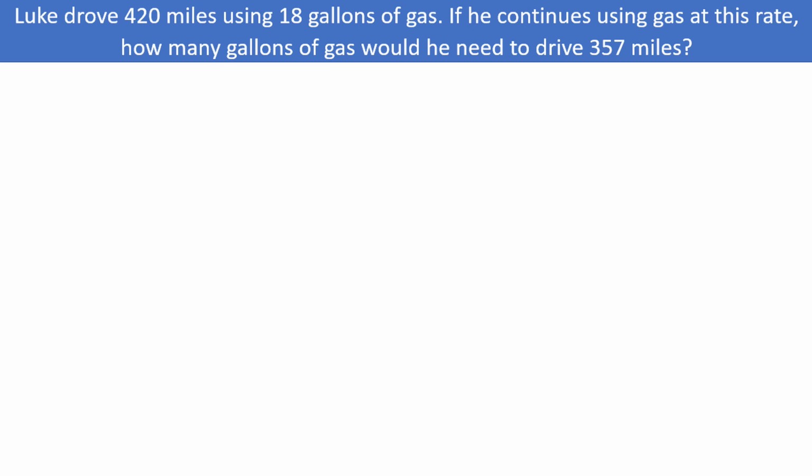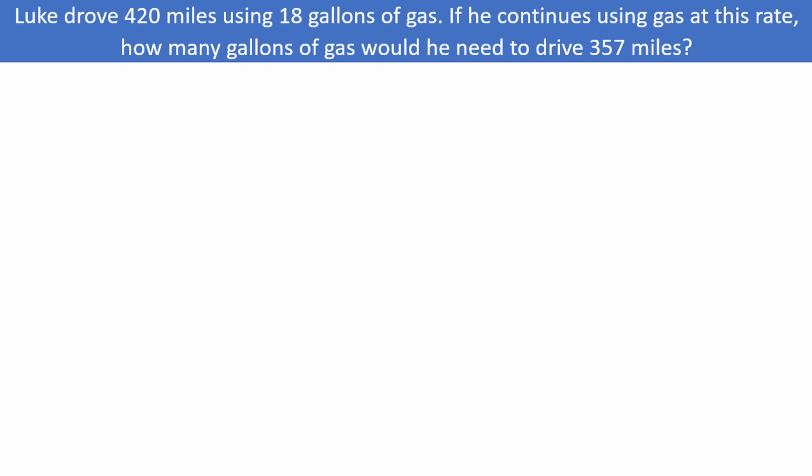Consider this problem. Luke drove 420 miles using 18 gallons of gas. If he continues to use gas at this rate, how many gallons of gas will he need to drive 357 miles? The best way to think of this type of problem is using a ratio, sometimes called a proportion.